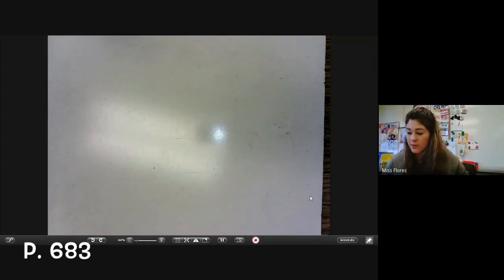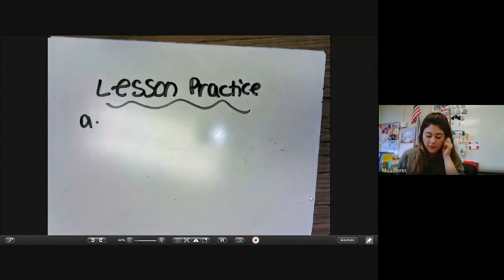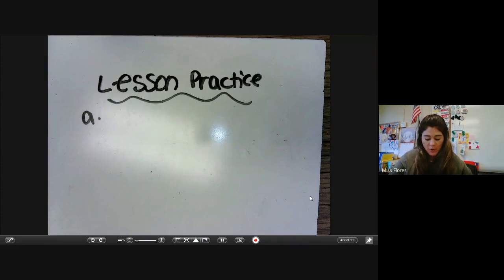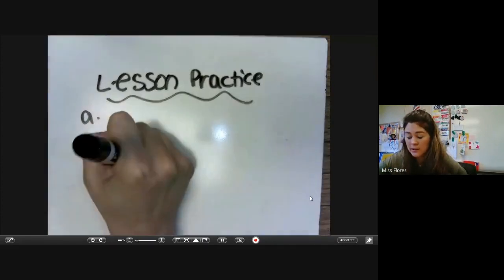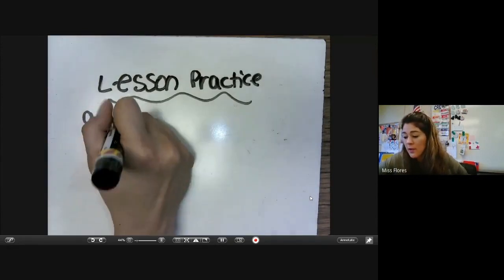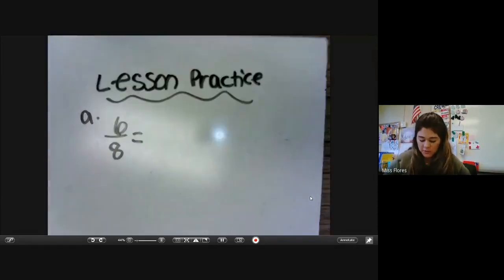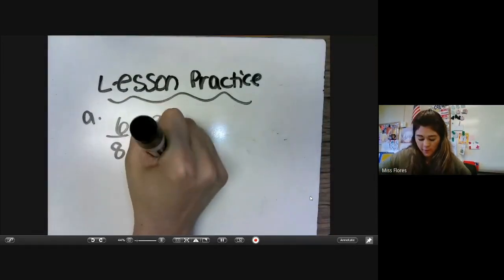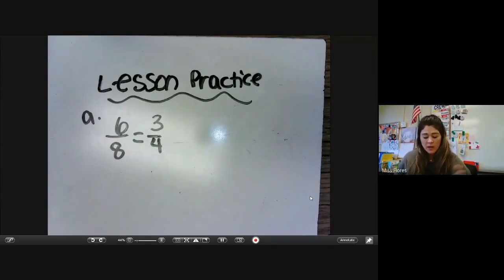All right, let's go ahead and do lesson practice on page 683. A says name the equivalent fractions. We can see just by looking at the image here, by counting up all the pieces, we have 1, 2, 3, 4, 5, 6, 7, 8 on one side. And the ones that are shaded, we have 1, 2, 3, 4, 5, 6. So that means that 6/8 is equal to 3/4. Again, we're just looking at the shape and counting up the shaded pieces, the shaded portions of the whole fraction.